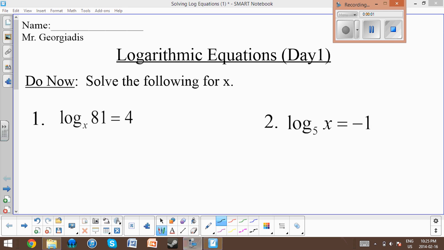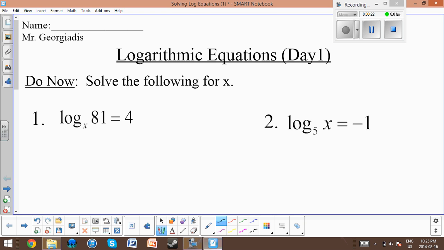Welcome to Mr. Georgiadis's lesson plan on logarithmic equations, day one. As I do now, we're going to start with simple log equations that require one or two steps, just how we have been doing the last few days.